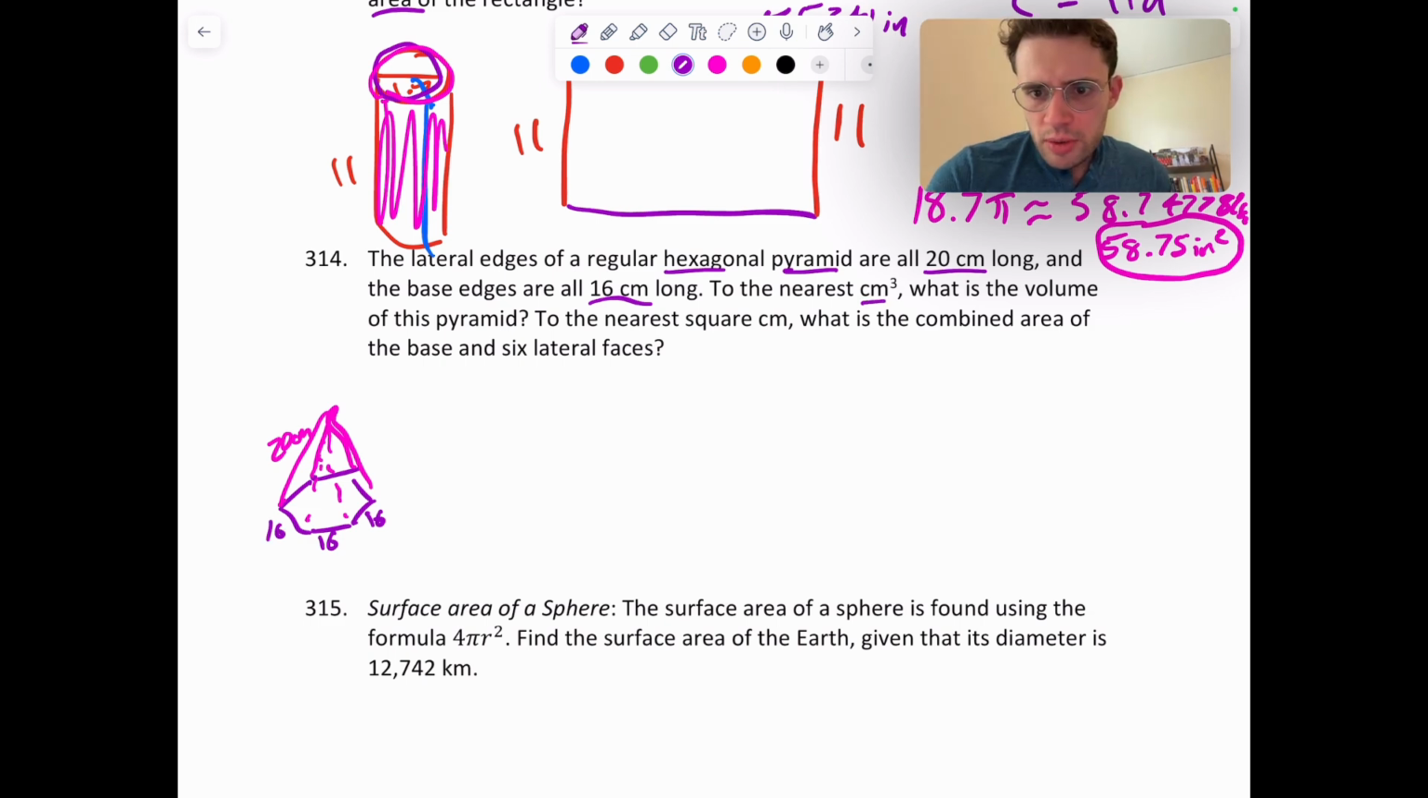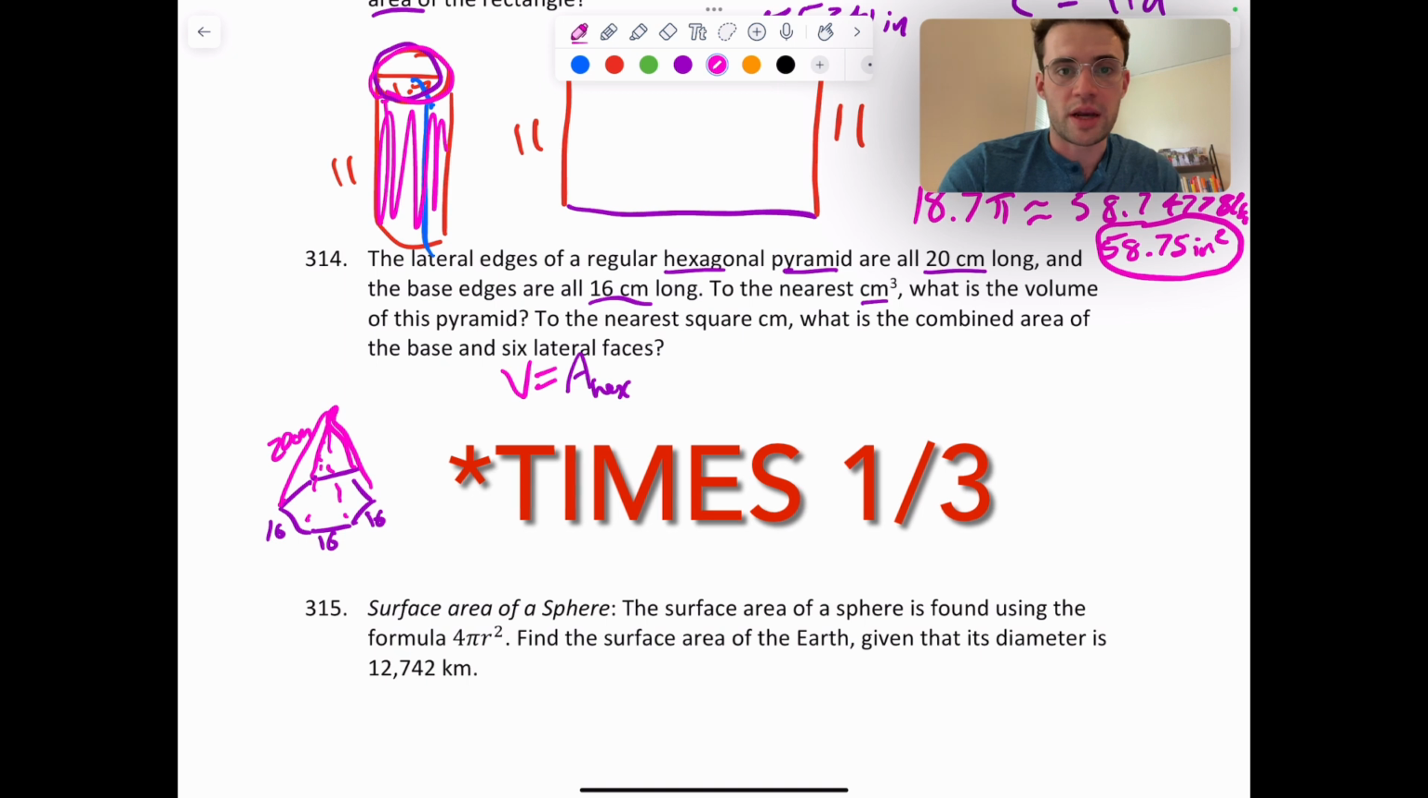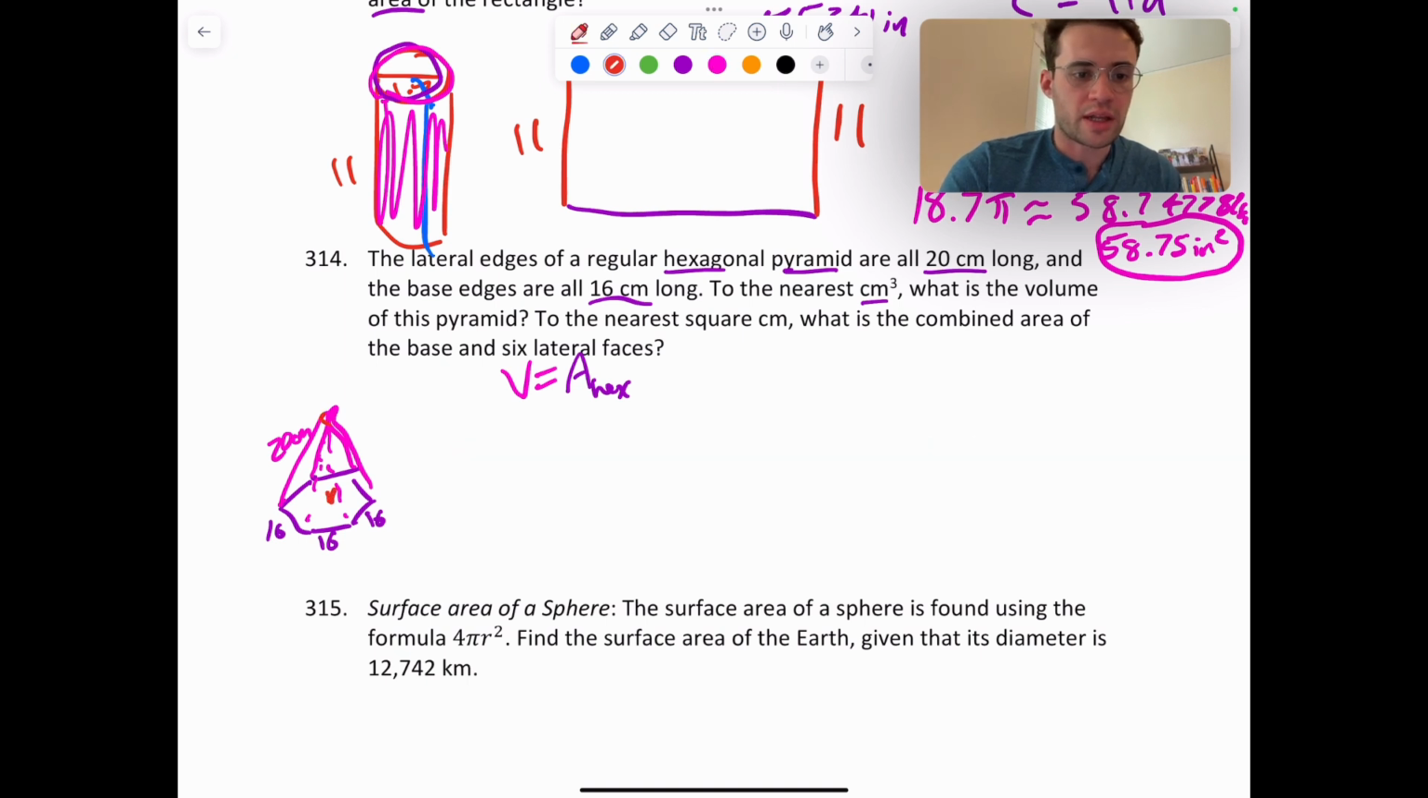To the nearest cubic centimeter, what is the volume of this pyramid? And then also to the nearest square centimeter, what is the combined area of the base and 6 lateral faces? So that would basically be the surface area. To start with the volume, we know that the volume of any pyramid is going to be the area of the base, so in this case, the area of the hexagon times the height, all divided by 3. Now the height is not that 20, the height would be going directly from the vertex down to the middle of the hexagon. I'm going to draw that as h right there.